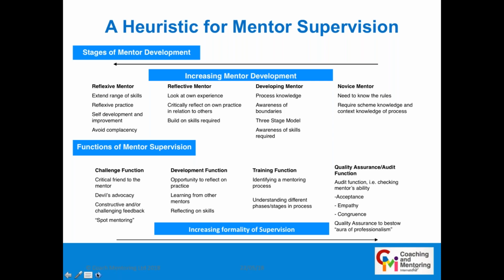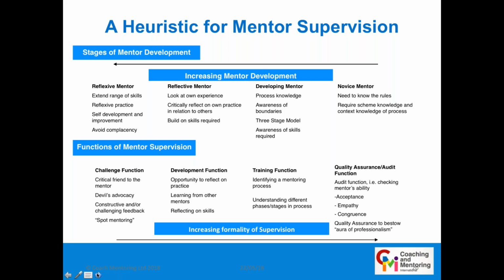They become more reflective as they develop, and they're able to look at their own experience, reflect on their practice and build on their skills. And then finally, they get to this point of being a reflexive mentor. This is where they're really keen on their self-development and improvement, and they're actually able to reflect on their reflection and develop themselves much further. And as you can see from the bottom part of this diagram, the type of support and supervision that you give mentors differs as they move through these different stages.